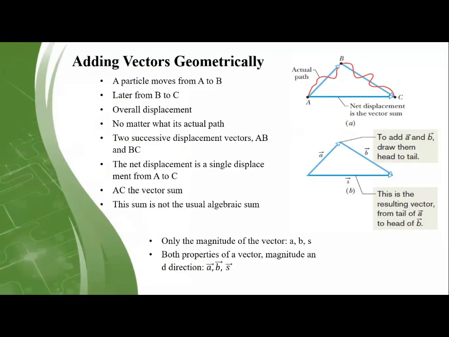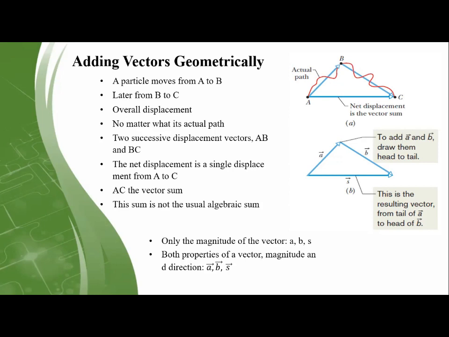Adding vectors geometrically. Suppose that, as in the vector diagram of the figure, a particle moves from A to B and then later from B to C. We can represent its overall displacement, no matter what its actual path, with two successive displacement vectors AB and BC. The net displacement of these two displacements is a single displacement from A to C. We call AC the vector sum or resultant of the vectors AB and BC.